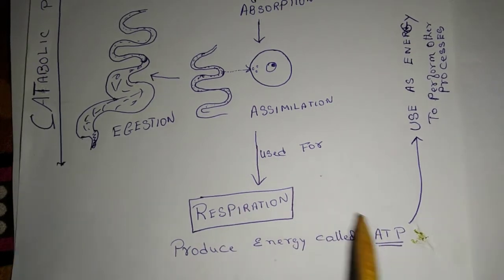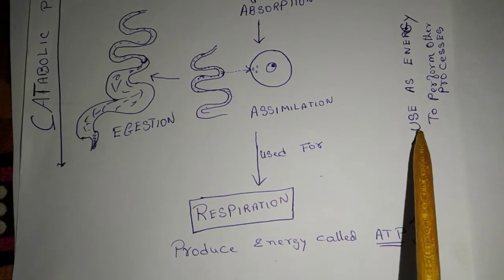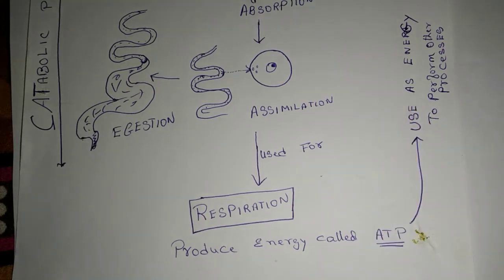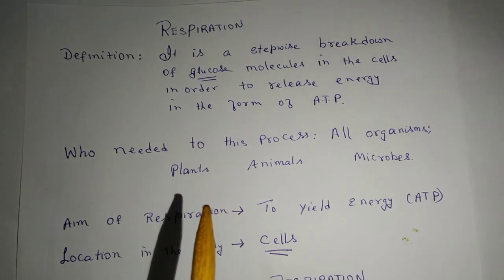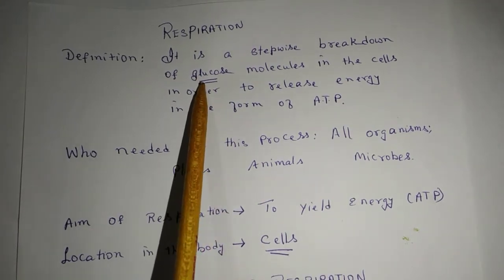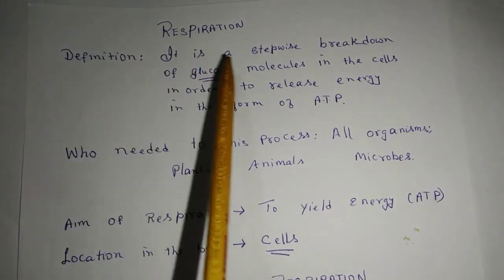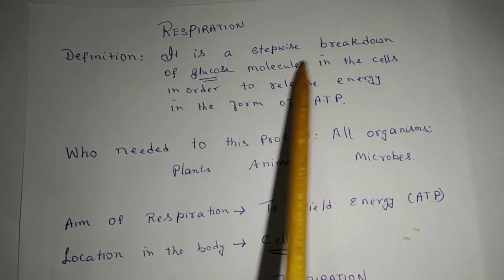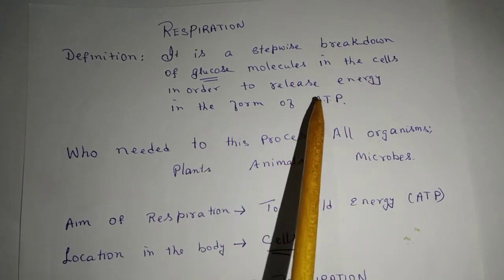This ATP, which is produced from this process, is then used by the body to perform all other functions or processes. To generate electricity, you need water. But our body, to generate energy or ATP, needs glucose. So how will you define respiration? Respiration is a stepwise breakdown of glucose molecules in the cells in order to release energy in the form of ATP.